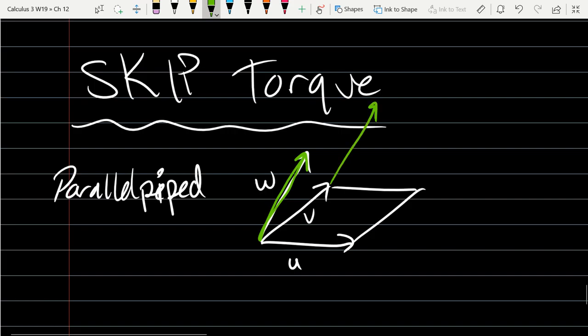Now make a copy of W. I'll use the green for the copies of W, and I'll make W green as well. So draw a copy of W coming out of every single original vector right there.